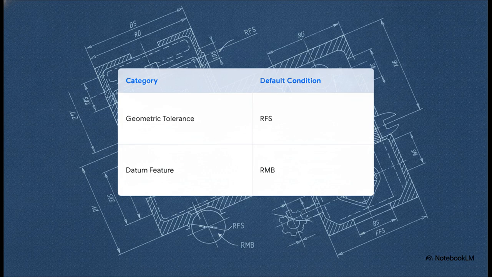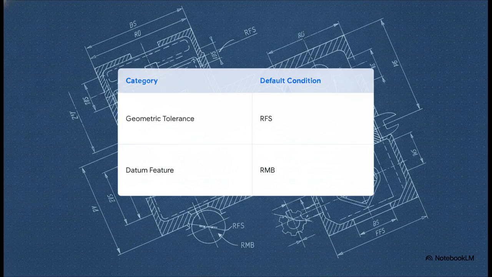Seriously, all the time. For geometric tolerance values, the default is RFS. That means the tolerance applies at any increment of size of the unrelated actual mating envelope unless you explicitly slap an MMC or LMC modifier on there. But look at that second piece. For datum feature references, the default is RMB, or regardless of material boundary.